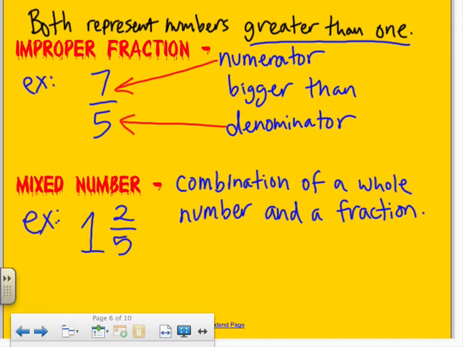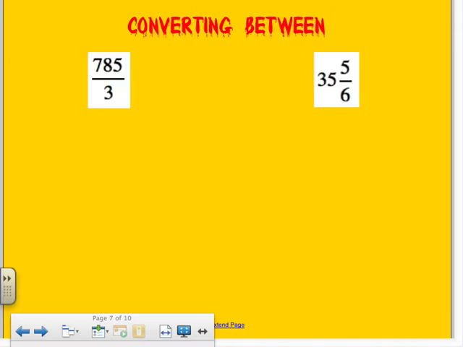All right, so let's talk about switching between the two some more. Here are some harder improper fractions and mixed numbers to convert between. Look at this first one, this improper fraction. Remember, the fraction bar means division. So if I want to turn this improper fraction into a mixed number, all I need to do is divide. I'm going to take my 785 and divide it by 3. So go ahead and do out the division.